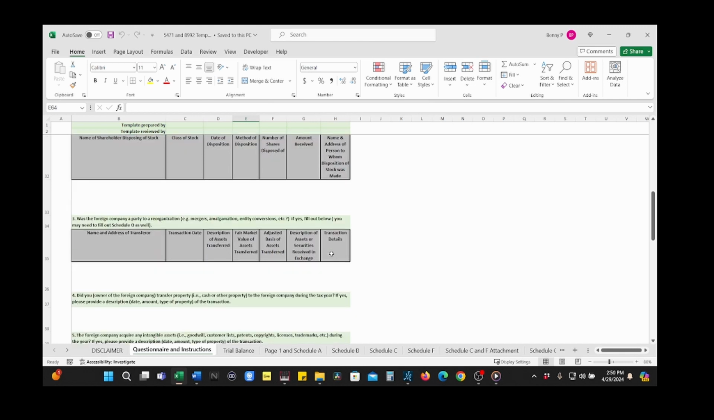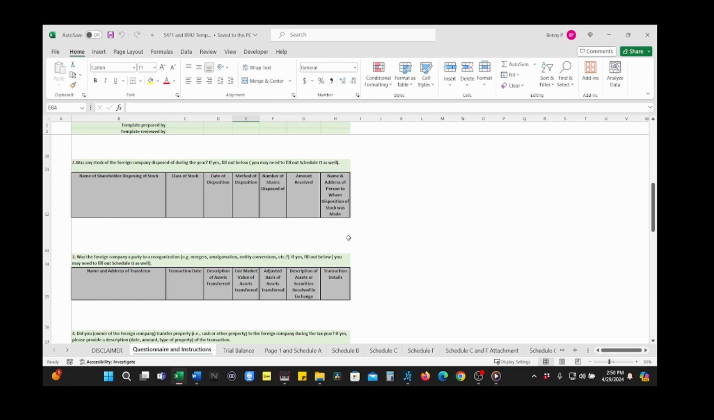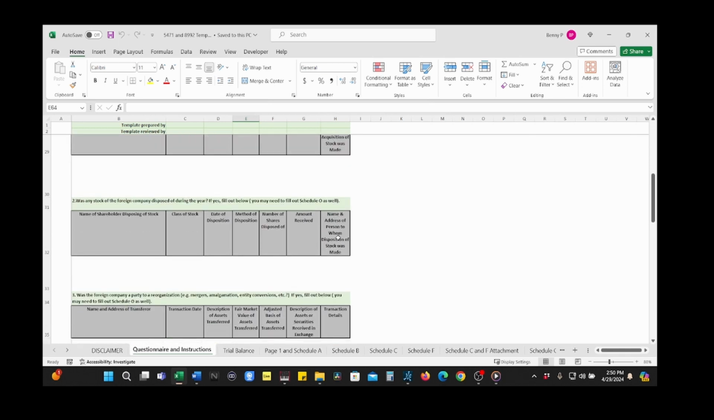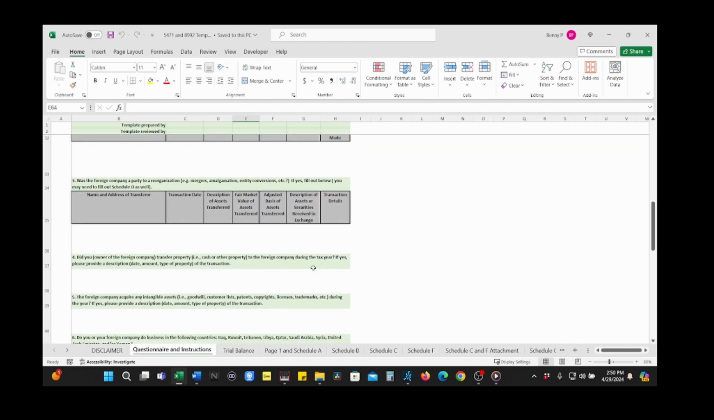Question 3, you need to identify if the foreign corporation was involved in a merger during the year. Again, any of these types of transactions need to be reported on Schedule O. For question 4, you need to disclose if any cash was transferred to the foreign corporation, and if so, you need to report this on Schedule O and on Form 926.